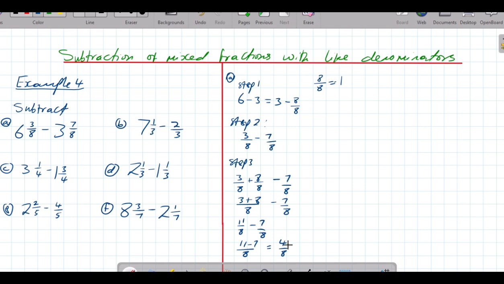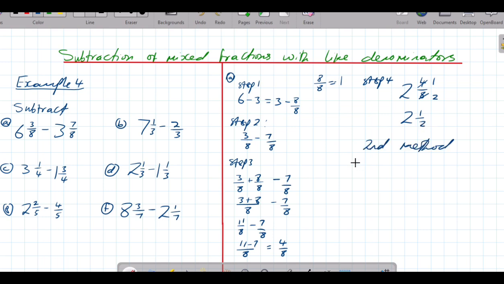Now, having 4 over 8, we can still reduce this value to the smallest value. But let's take this next step, that's step 4. Don't forget we have 2 left here. So we're going to have 2 whole number, 4 over 8. Let's reduce the value. 4 can go in 4, 1, and 4 can go in 8, 2. So we're going to have 2 whole number 1 over 2 as our final answer.